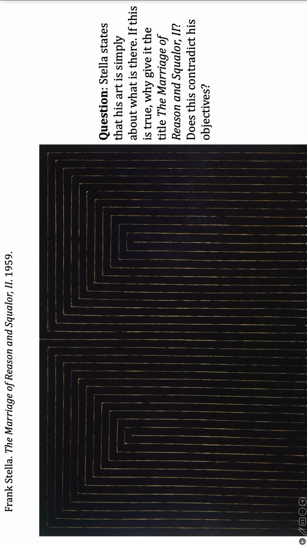Something to think about. This is just another one, The Marriage of Reason and Squalor 2, right? So it's not even the first one. It's a second rendition of this. Stella says that art is simply about what is there. If this is true, why give it the title The Marriage of Reason and Squalor? Does this contradict his objectives? Or does this bring attention to the fact that we continually want there to be more there? And then when there's nothing there, we start to say, okay, maybe we're expecting too much of all art. Michelangelo and the whole lot, right?